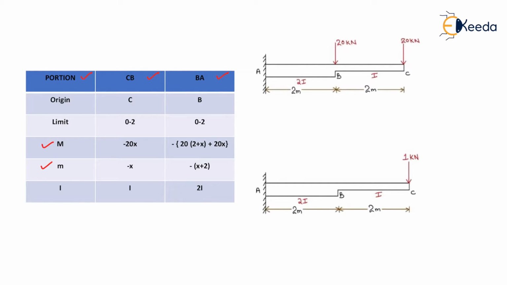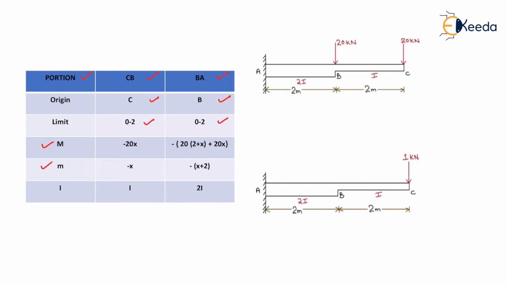First of all, we need to take the origin for span CB and BA. The origin for CB will be C and for BA it will be B. The limit for both spans is 0 to 2 meters, so we write here 0 to 2.